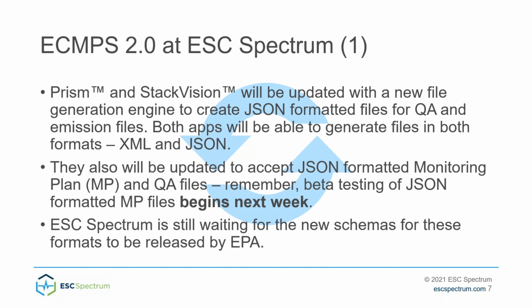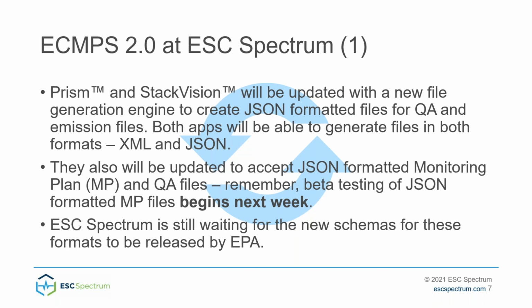And again, let me just point out that beta testing of the JSON formatted monitoring plan files begins next week. And ESC Spectrum is still waiting, like we said before, to get their hands on the new schemas for these formats to be released by the EPA. And the schema, in case you're not familiar with it, is literally the roadmap that tells a DAS vendor how to format the records in the new file format. So we are still waiting for EPA to tell us how the files have to be formatted so that they will be acceptable to the new tool.